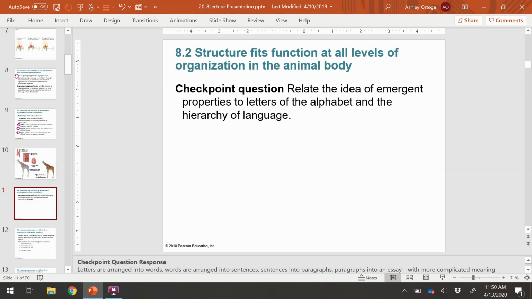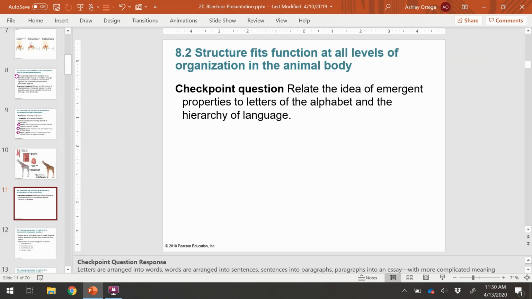This checkpoint question says, relate the idea of emergent properties to letters of the alphabet and a hierarchy of language. If you remember from one of the very first chapters, emergent properties are those properties that form when things come together and work together. Like parts of a bicycle, when they're separated, they only have certain functions, but when you put them all together, now you have a new function of traveling on a bicycle.